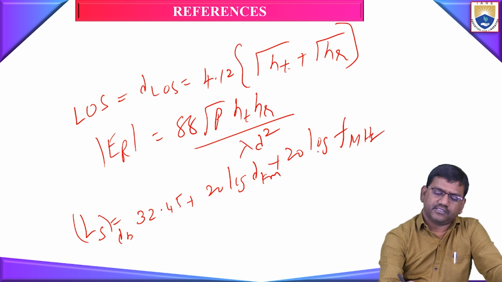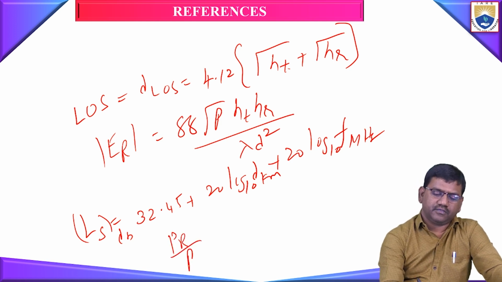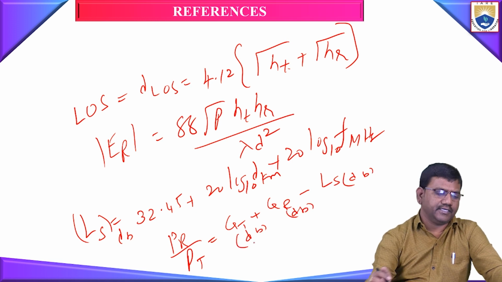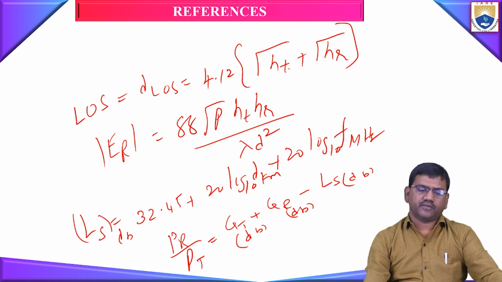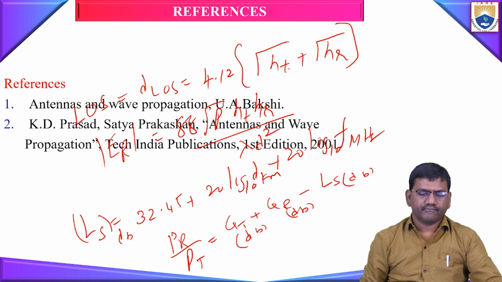Here D is in kilometers. Also, we have seen the ratio of power received to the power transmitted as GT plus GR minus LS in dB. So these are the formulas which we use in space wave propagation. One is the range, one is the field strength, and also the amount of path loss occurred when we transmit a signal into free space.